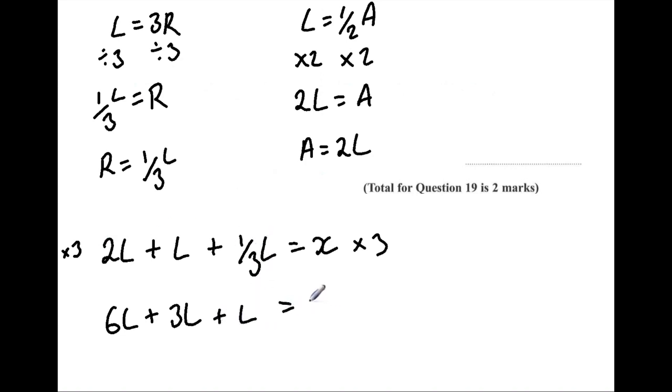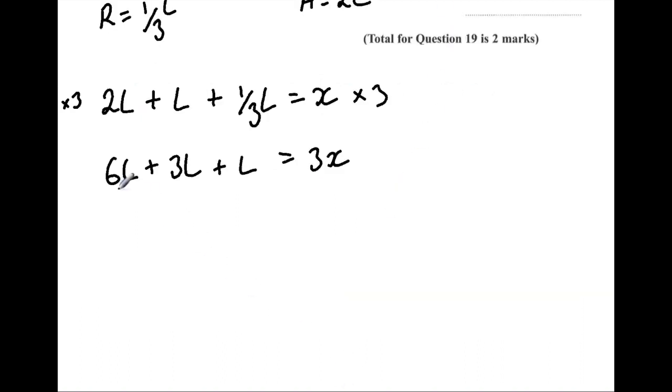And we have 3X. Now I'm going to collect like terms. And we have 6L plus 3L plus L, which is 10L equals 3X. I'm going to divide both sides by 10.